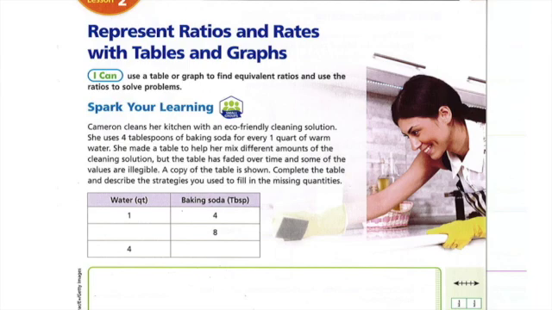Cameron cleans her kitchen with an eco-friendly cleaning solution. She uses 4 tablespoons of baking soda for every 1 quart of water. She made a table to help her mix the different amounts of cleaning solution, but the table has faded over time and some of the values are illegible. A copy of the table is shown. Complete the table and describe the strategies you use to fill in the missing quantities.